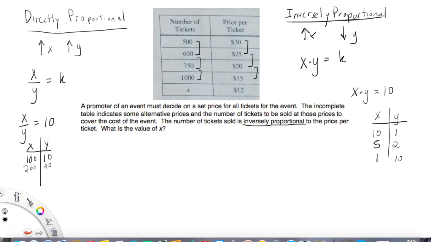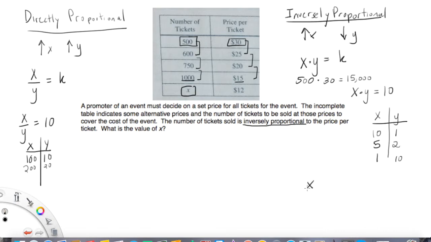Okay, so now let's try this question. This is inversely proportional, and they're wondering about x here. Well, let's see. If we had this value, 500 times 30, our constant, we'll put it into our inverse proportion equation over here. 500 times 30 would equal 15,000. And you would get the same thing with any of these numbers. Another easy one to check might be 1,000 times 15. It's certainly still 15,000. Okay, so there's our relationship.